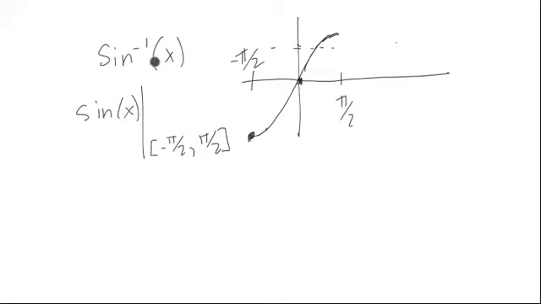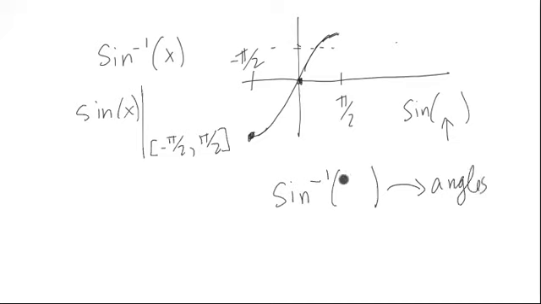So, for instance, let's practice this. What if we wanted to take sine inverse of something? Now, what is the sine inverse function? It switches input and output for the sine function. You know how sine inputs angles? That means this is going to output angles.